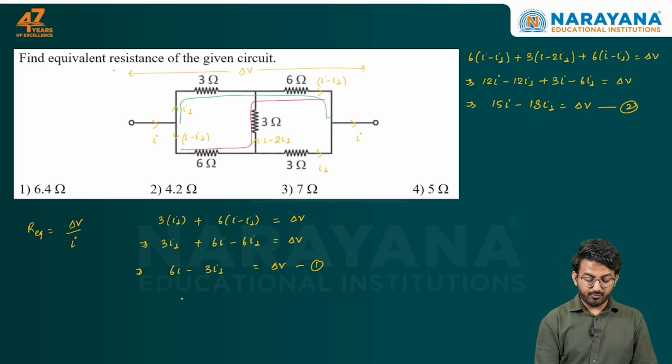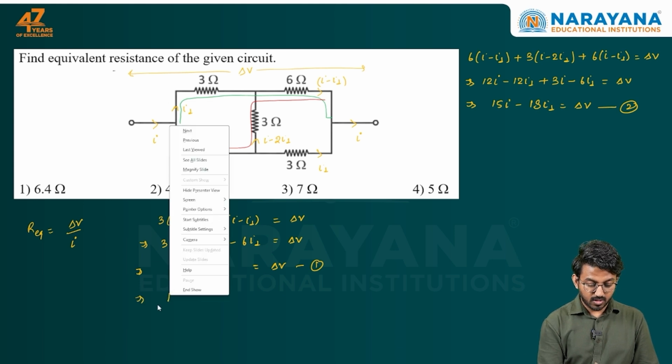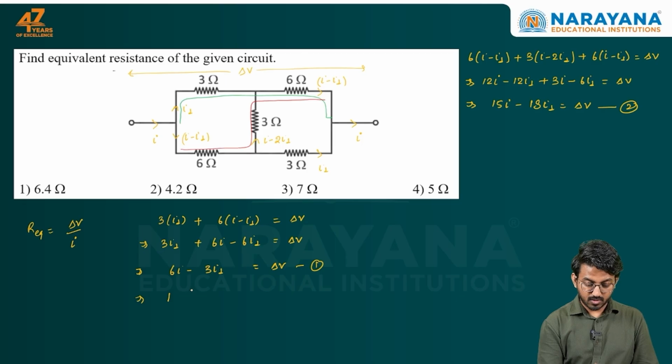Notice that the first equation, if I multiply by 3, it becomes, let's multiply with 6 actually. So if you multiply with 6, I get 36I minus 18I1 is equal to 6 delta V.